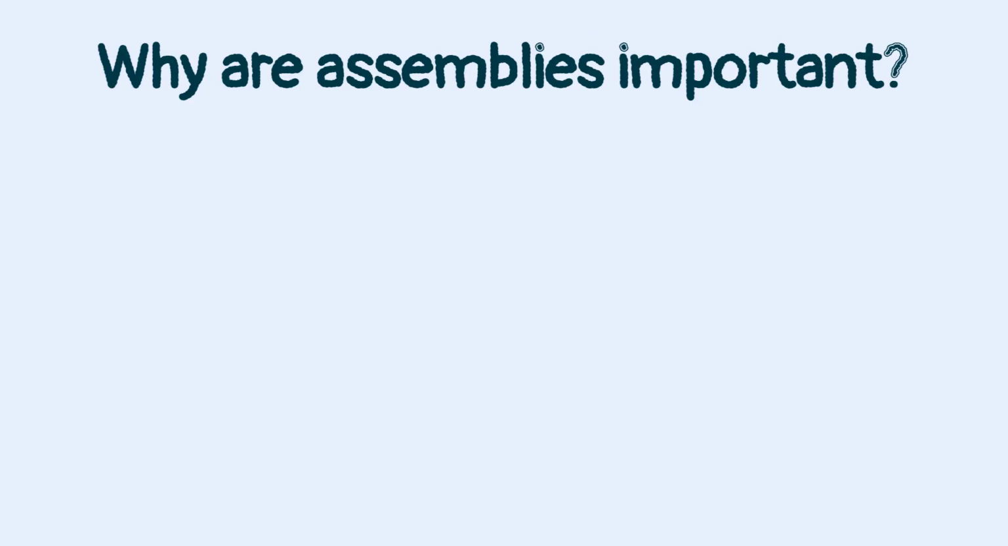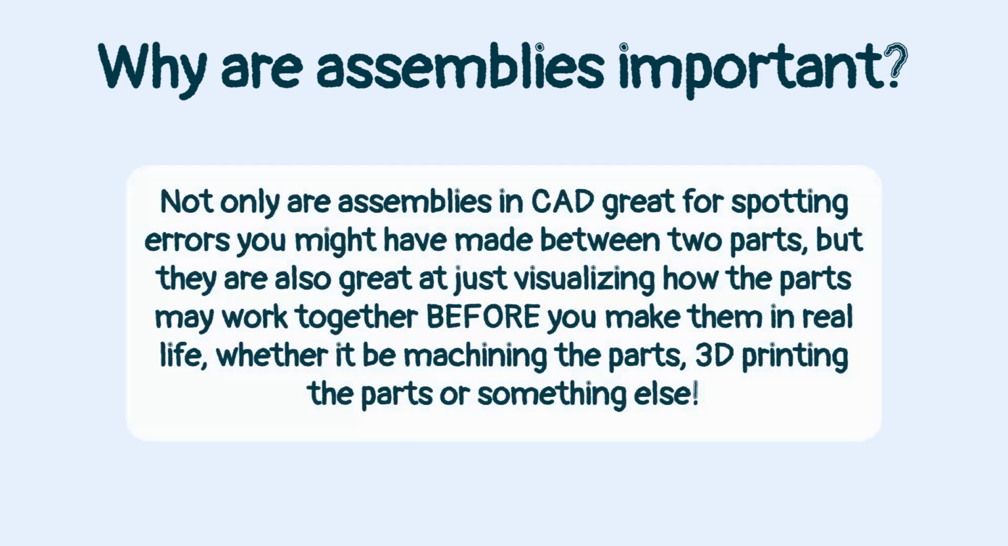So, why are assemblies important? And why are they important in CAD especially? Well, not only are assemblies in CAD great for spotting errors that you might have made between two parts, but they're also great at just visualizing how the parts may work together before you make them in real life if you do want to do that, whether it be machining the parts by hand or 3D printing them. This is especially important in robotics when you have so many parts that need to work with very little tolerance.